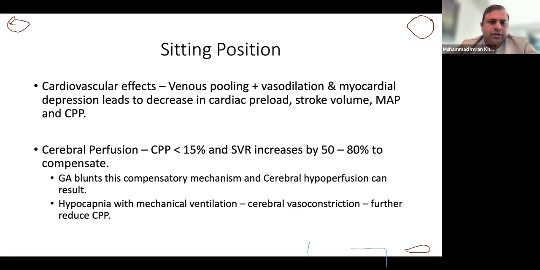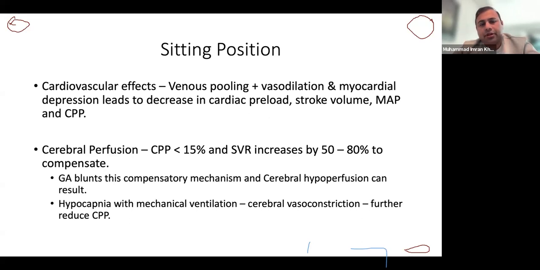So what are the cardiovascular effects when the patient is sitting? What happens is that there's venous pooling in the lower extremities along with vasodilation and myocardial depression that accompany the general anesthesia, which can produce a decrease in cardiac preload, stroke volume, mean arterial pressure, as well as cerebral perfusion pressure. As the head is raised above the heart in unanesthetized patients, the CPP decreases by approximately 15%, and the systemic vascular resistance increases by 50 to 80% to compensate.